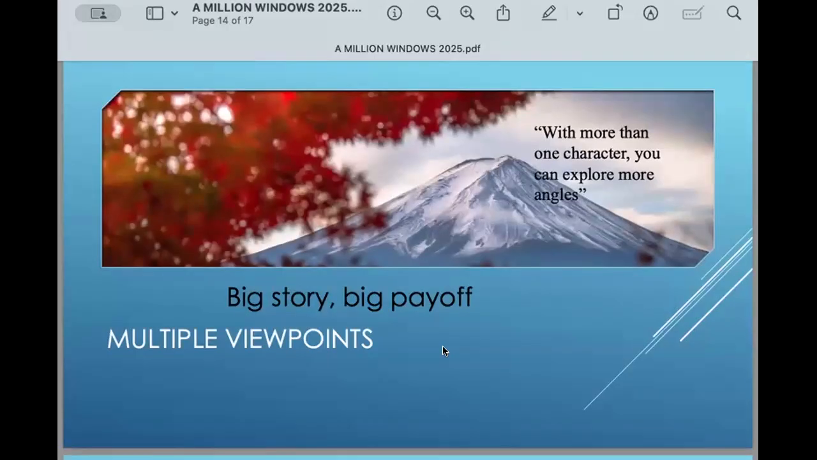So yeah, multiple viewpoints work really well, especially if you're writing a longer novel. The only time I would say, if you're creating too many viewpoints in a shorter novel, you might dilute the story a lot, and you might lose a lot of that emotional investment that you want the reader to make into the story.